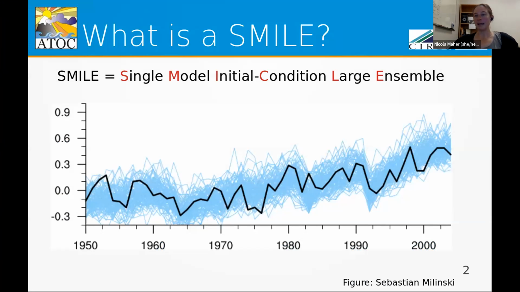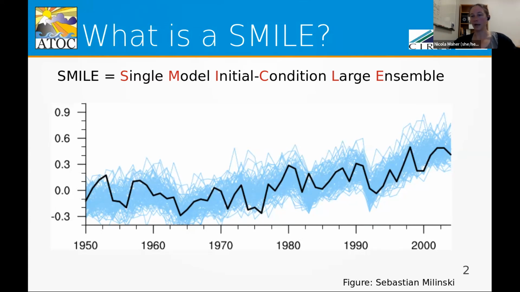The first slide here shows a single model initial condition large ensemble, otherwise known these days as a SMILE. Here you can see many ensemble members for global mean surface temperature, shown in blue, and one single ensemble member shown in black. SMILEs are a really useful tool, as many of you might already know, to investigate the climate.